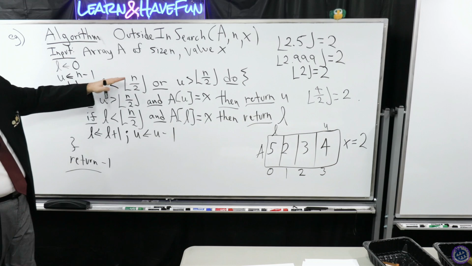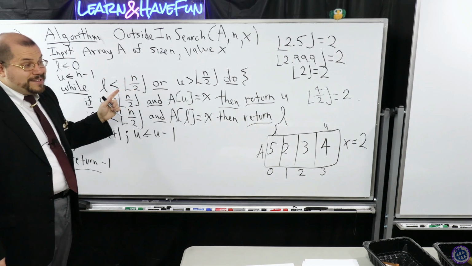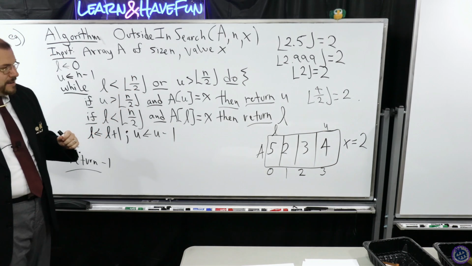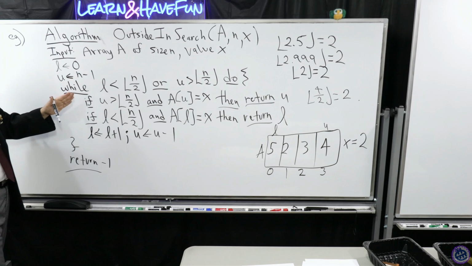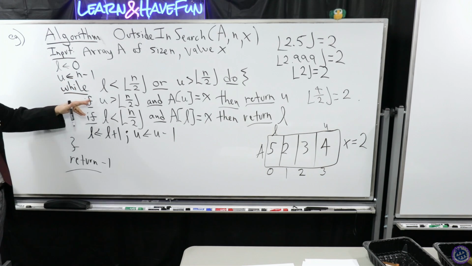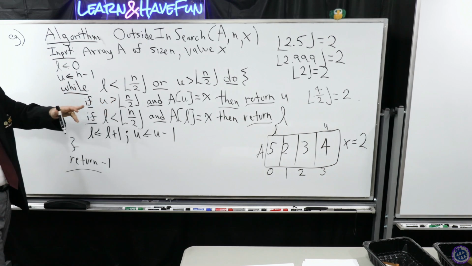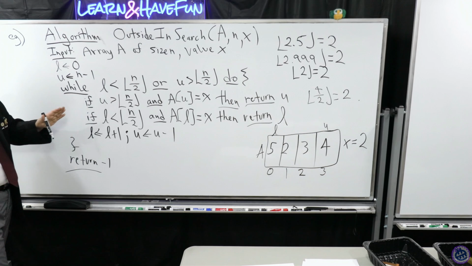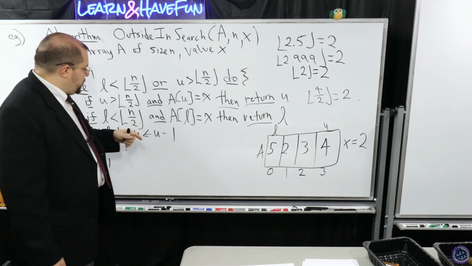So it could be one or the other; at least one of these two has to be true. That's the point I'm getting at. So let's start off. Let's see. We check if U is greater than this. Yes, it is, because it's 3. 3 is greater than 2, but it's not equal, so we don't return.